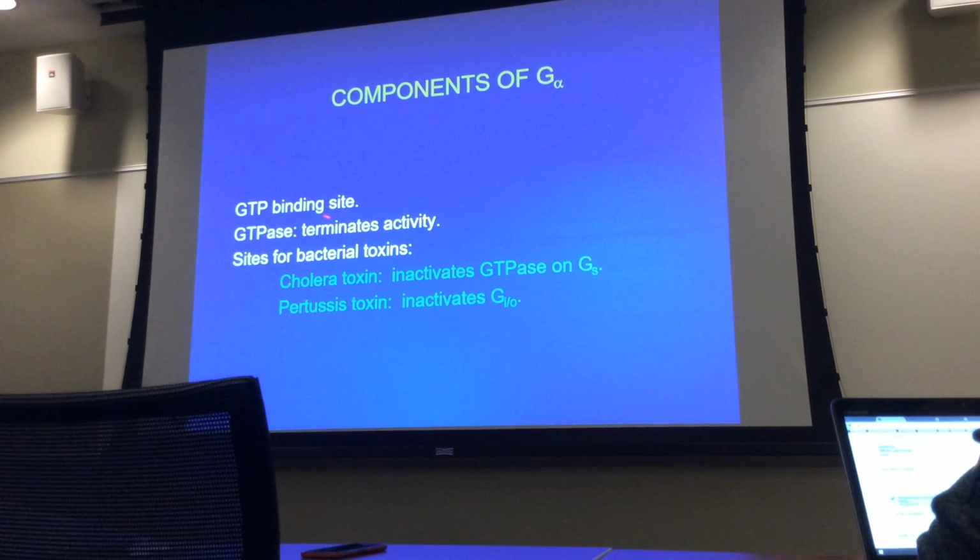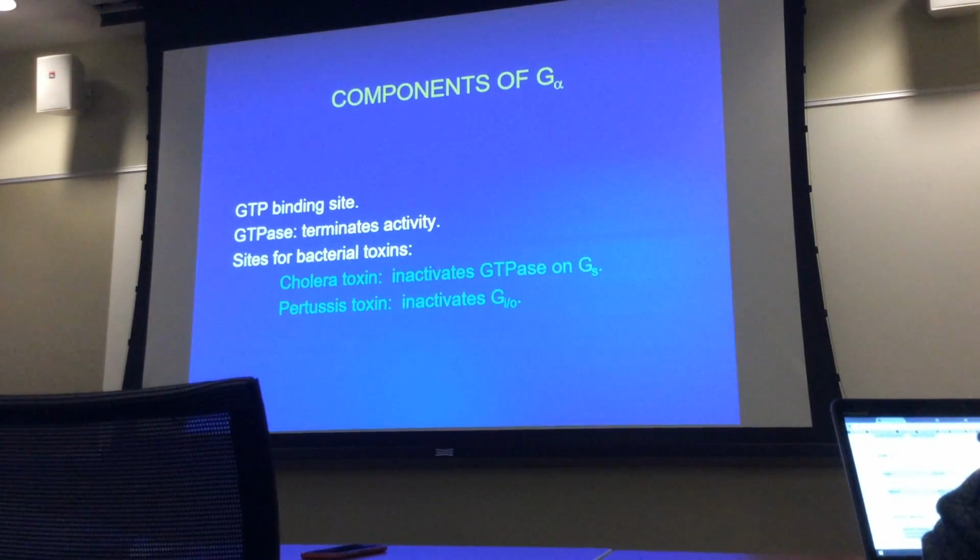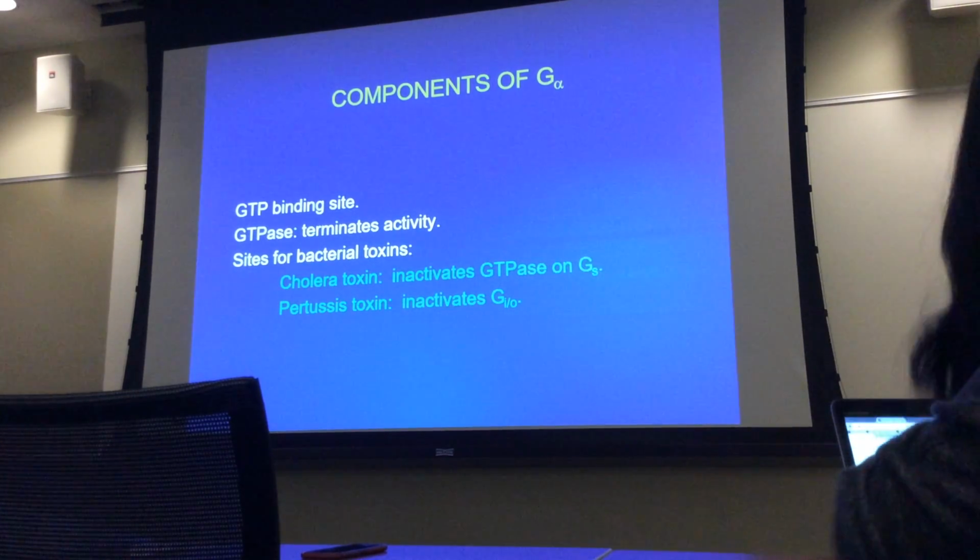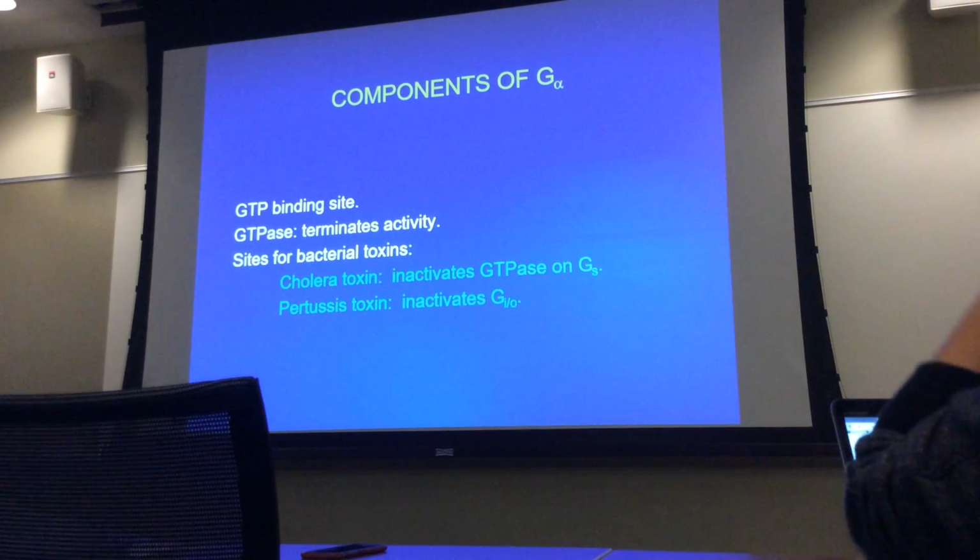But it also has an intrinsic enzyme called GTPase. Okay, so the function of GTPase is to take the guanosine triphosphate, remove the terminal phosphate, and produce GDP, guanosine diphosphate. When you do that, that inactivates the G protein. It inactivates the ability of the receptor to produce an activation of the effector, and therefore it terminates the activity of the entire system. And finally, G alpha is the binding site and the functional site for two very important bacterial toxins.